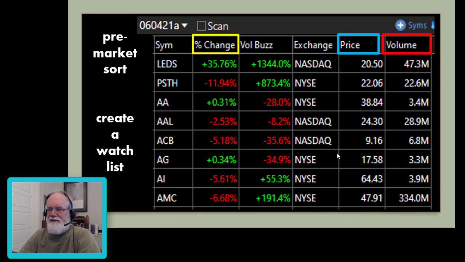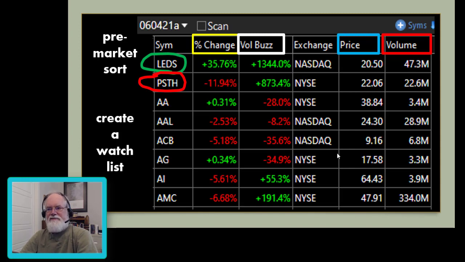Volume is also critical though. You can also look at volume buzz, which is something on the TC2000 scan. TC2000 is the software I'm showing you on this one. So for LEDs, for example, if we look at that stock, it had a big gap up, had a big volume buzz, the price is in a range where I like it, and huge volume. This is later on the day showing you. And then PSTH was a gap down, high volume buzz, good price range, good volume. So those were the ones I was looking at that day.